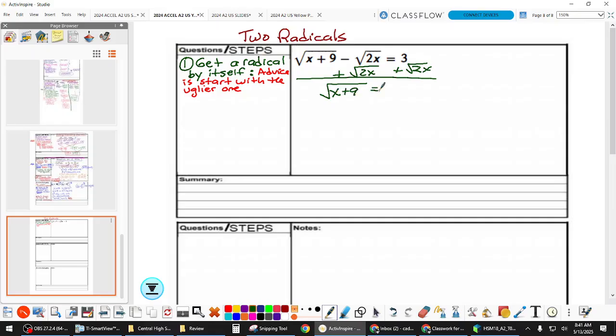So, does that root 3 plus 2x, can I combine those underneath the radical? So it's just 3 plus root 2x, or you can reverse the order. Alright, now what do you think we do?